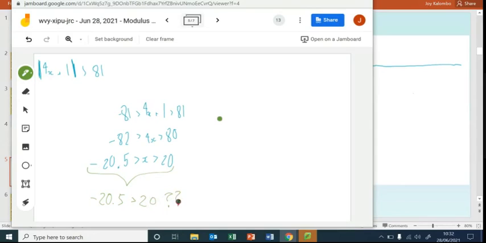So well, yeah, that's the other thing as well. Is minus 20.5 greater than 20? So this is where it's a bit interesting. Yeah. Question is, why is it that way around? Can someone explain from the beginning what's going on?